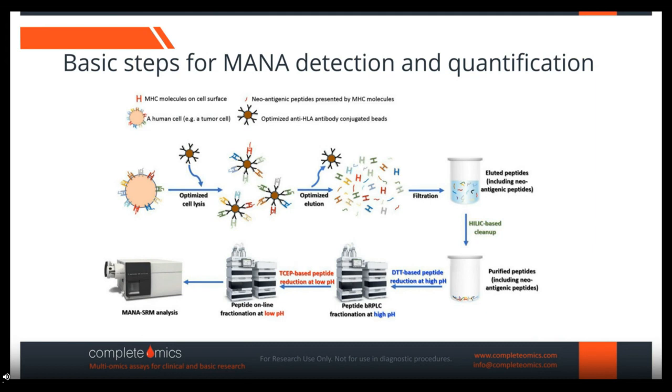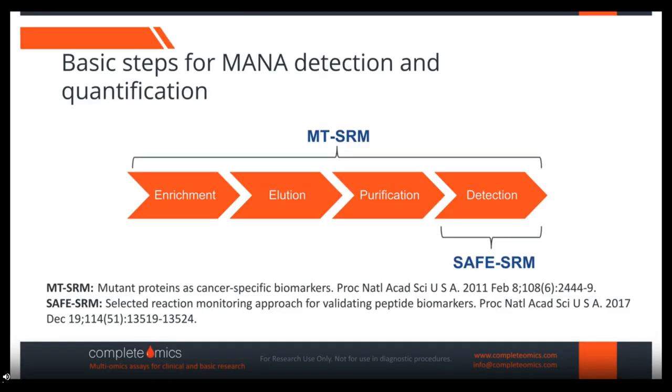And this technology is built upon our previous development of two major technologies. One is called MT-SRM, which stands for mutation-targeted SRM, and another one is called SAFE-SRM, which is our recent development in a paper published in 2017. The MT-SRM is basically a method to enrich mutant proteins from a variety of different samples, followed by mass spec detection of the mutant peptides.